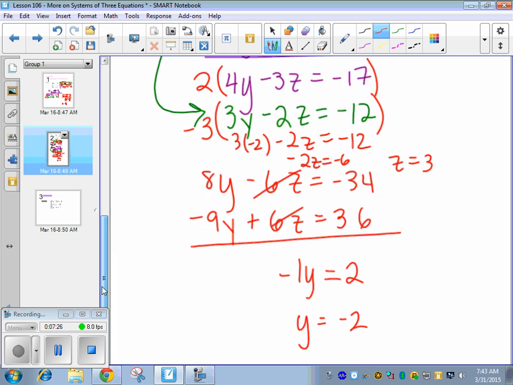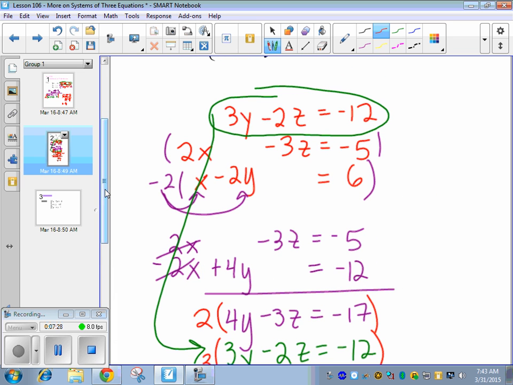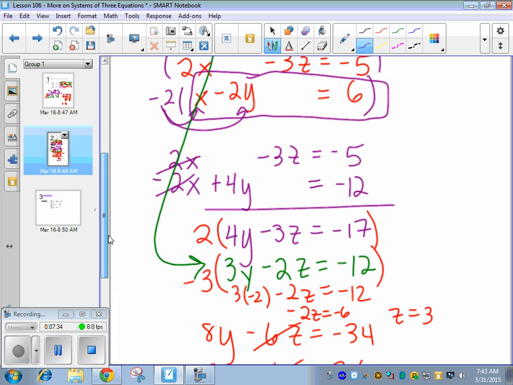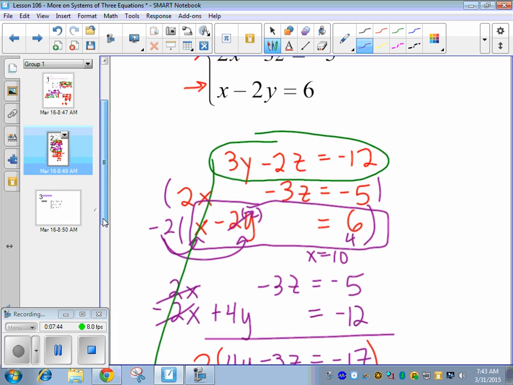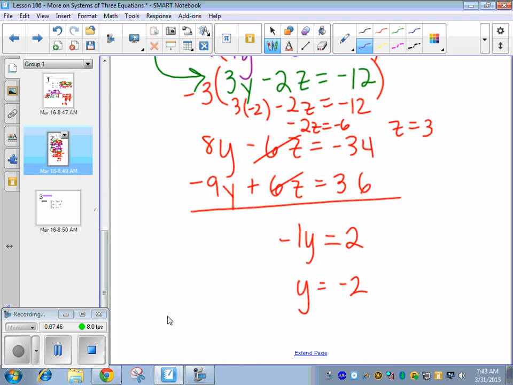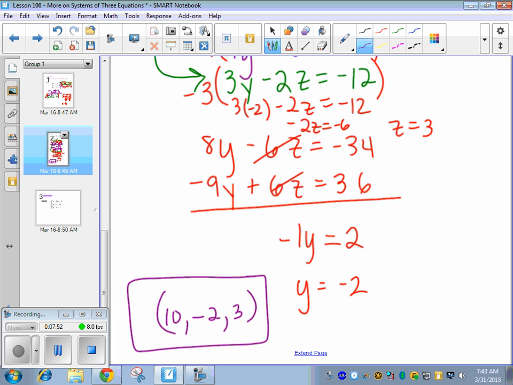So we have y, we have z, we need to get x. You can go back to whichever one. I'm going to go to this one that has an x in it. And I'm going to plug in the y, which was -2. So that would be -4. So I'm going to add 4 over here. So we get 10. So I get 10, -2, 3. Don't forget to write it as an x, y, z coordinate.